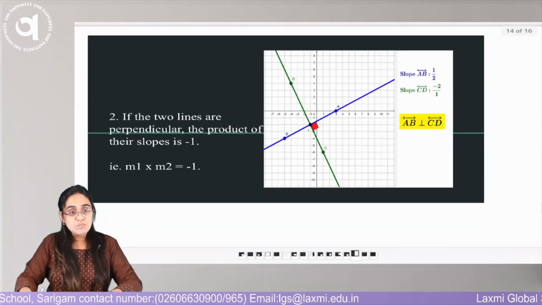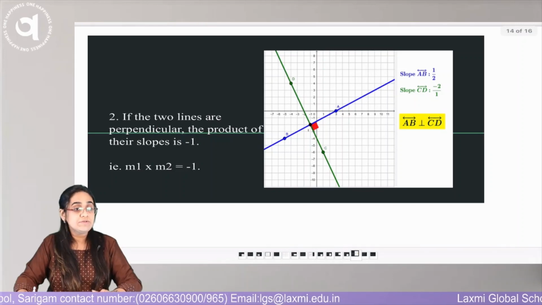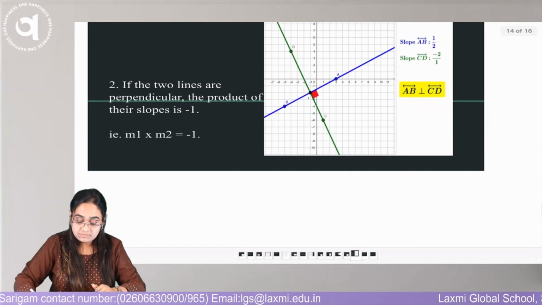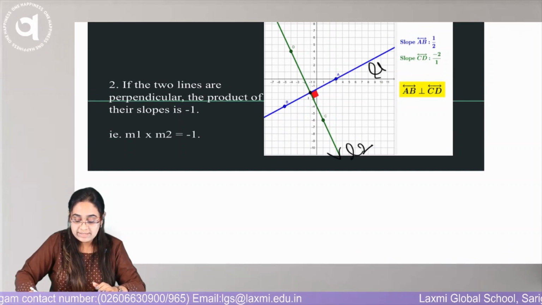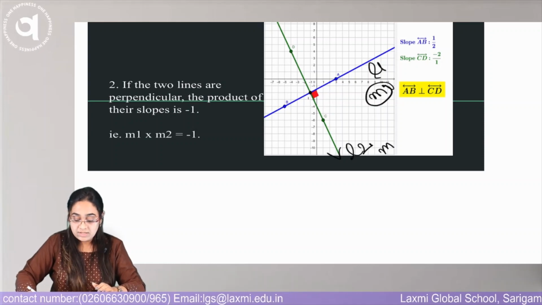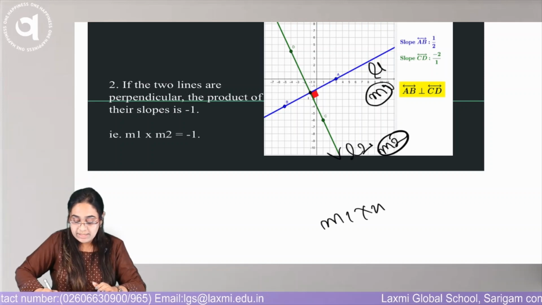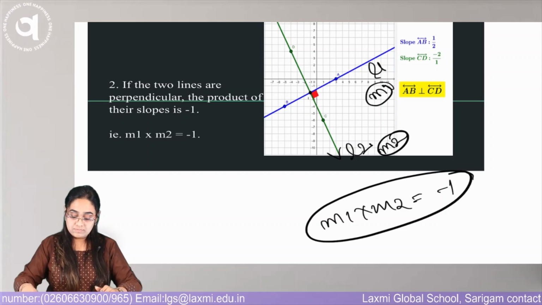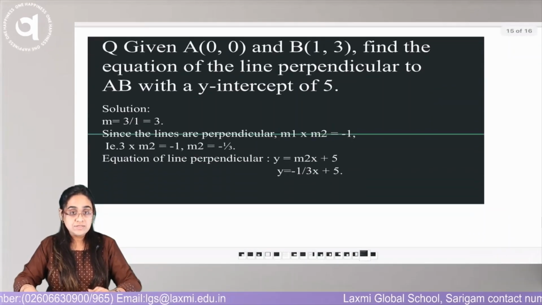If you have two perpendicular lines, the product of their slopes is always equal to -1. This is line L1 perpendicular to a given line L2. M1 be the slope for line L1, M2 be the slope for line L2, then the product of M1 and M2 gives you -1. We shall use this explanation in the next question.